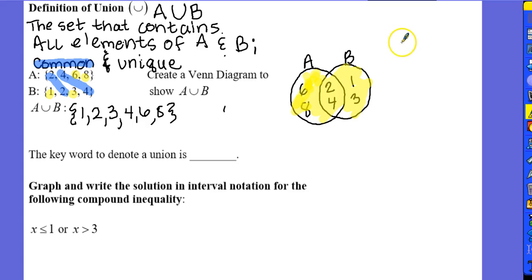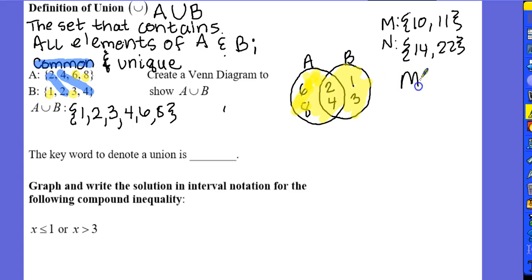So let me just make sure you understand this. You don't have to write this down, but I just want to be really clear. So let's say I had set M and set N, and M had 10 and 11, and N had 14 and 22, and I asked you to do a Venn diagram of M and N. I want the union of M and N. Not MUN, but M union with N. Okay? How would I do that? Do they overlap? No, so I wouldn't put anything in the center, right?